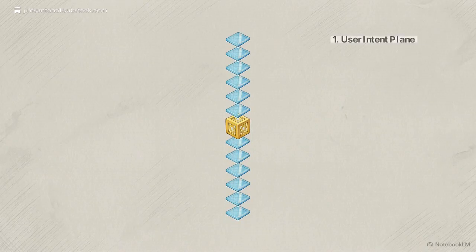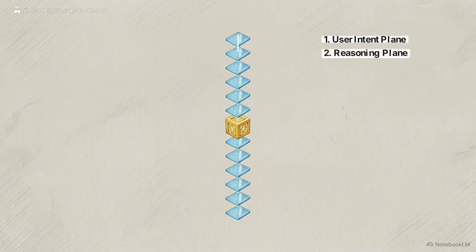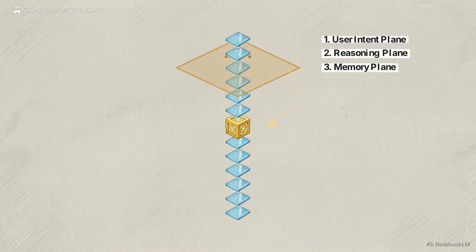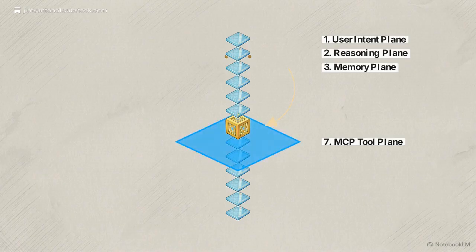The first layer is the user intent plane, filtering incoming data. The data then drops to the reasoning plane. Here, a linear prompt is converted into a structured, verifiable branching task graph. Next, the memory plane manages state machine hydration, feeding state data back into the core loop. Before any tool actually executes, the MCP tool plane steps in. It acts as a strict firewall, enforcing schema validation and strict permissions on all outbound requests.